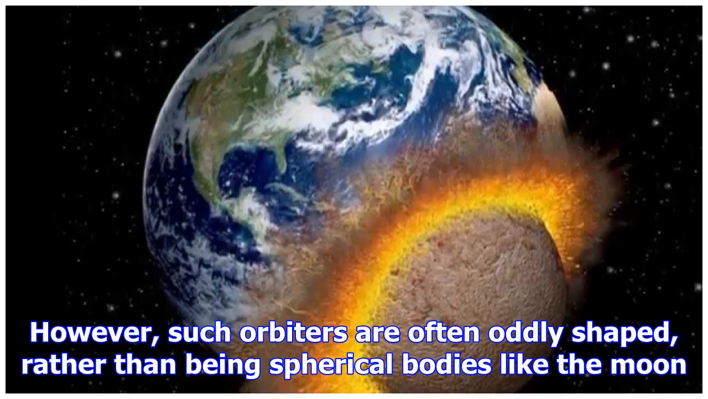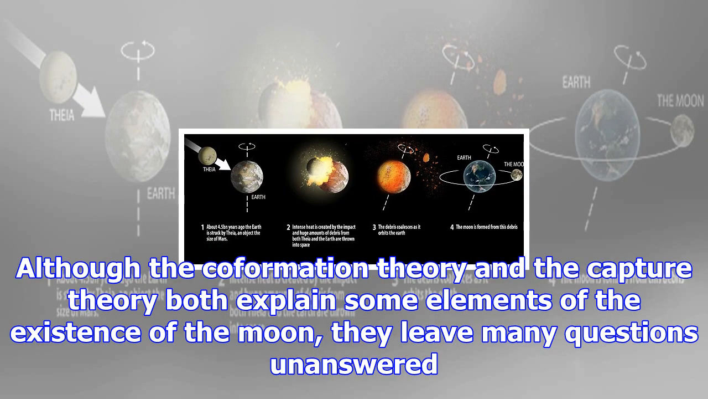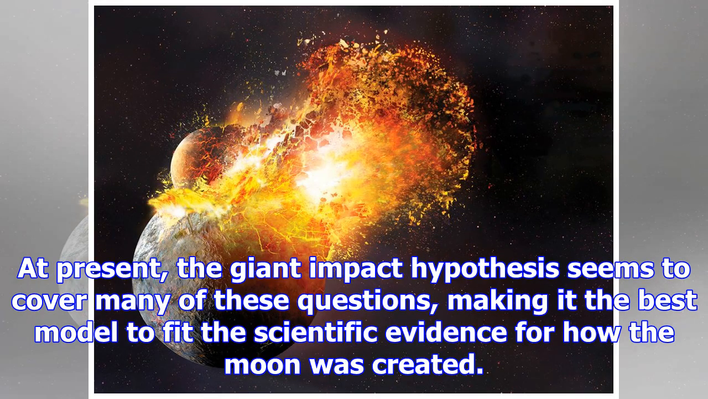Capture theory. Perhaps Earth's gravity snagged a passing body, as happened with other moons in the solar system, such as the Martian moons of Phobos and Deimos. Under the capture theory, a rocky body formed elsewhere in the solar system could have been drawn into orbit around the Earth. The capture theory would explain the differences in the composition of the Earth and its moon.